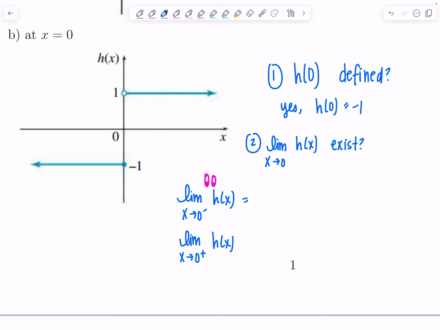Okay, so what's the limit as x approaches 0 from the left of h of x? So this means we're coming from values smaller than 0. So we're on this part of the graph. We're walking, walking, walking, you can imagine.